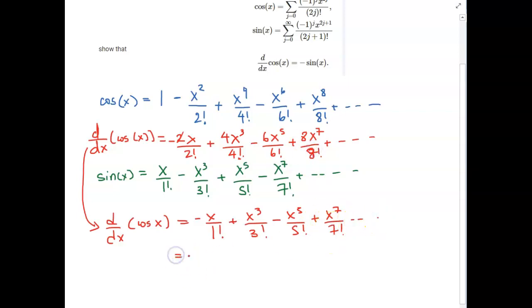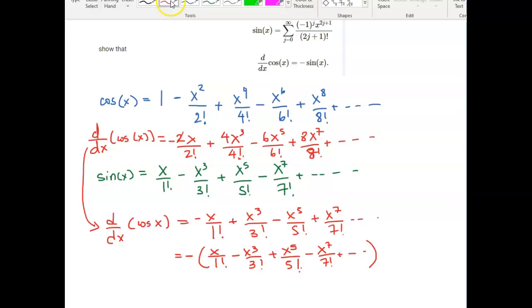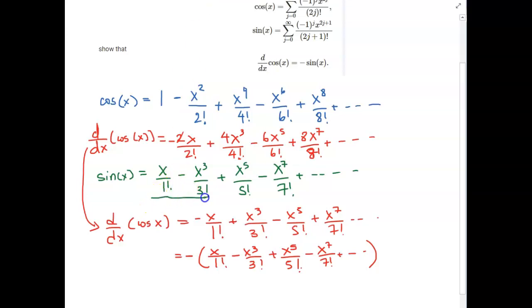Alright? Factor out a negative. So you have x over 1 factorial minus x cubed over 3 factorial plus x to the 5 over 5 factorial minus x to the 7 over 7 factorial. Alright, and then you compare it to the sine expansion, and you can see that this is sine. Okay, so d dx of cosine of x is equal to negative sine of x. Okay, so you can show it term by term.